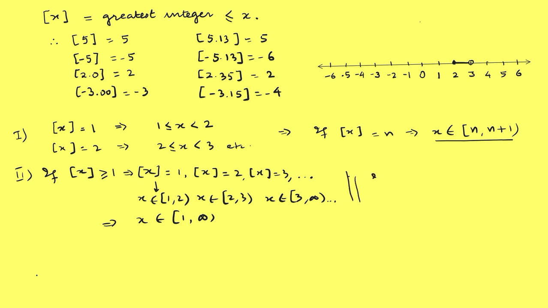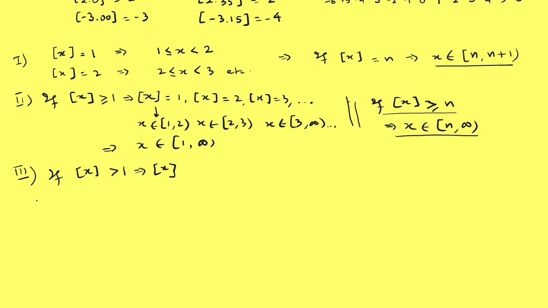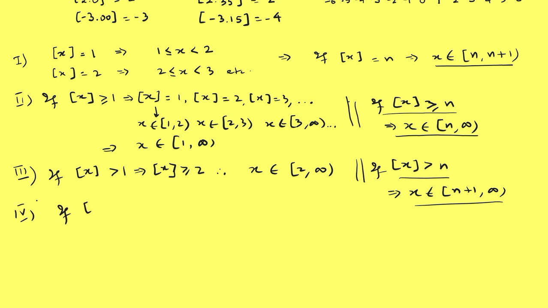Now you can generalize also. If the greatest integer x is greater than or equal to n, then we can say x belongs to closed interval n comma infinity. So this is the result that we have derived here, or we can say verified here. Now if greatest integer x is greater than 1, instead of greater than or equal to, we have greater than 1. So we can say if it is greater than 1, it will be greater than or equal to 2. So in that case, the result above can be directly used, and the answer will be closed 2 to infinity. And in general, greatest integer x is greater than n will mean n plus 1 closed to infinity, using the above result.